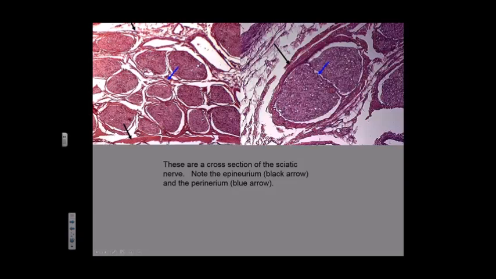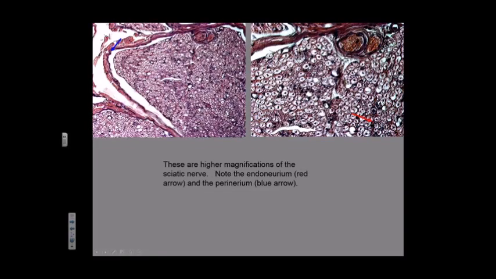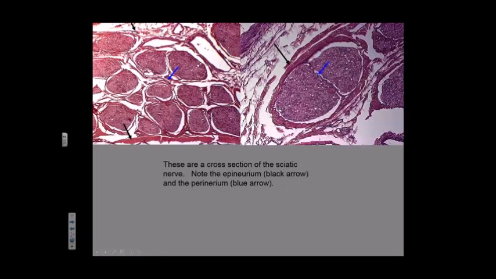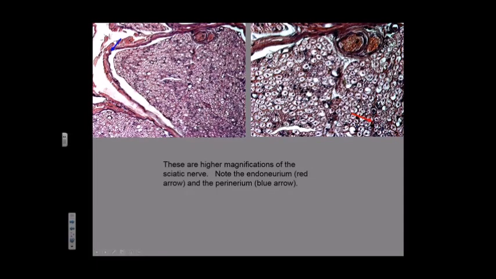So that's epineurium. Perineurium is the connective tissue around individual bundles. Perineurium, blue area around individual bundles. Then there's endoneurium. Endoneurium would be connective tissue around individual axons. So remember this terminology because we're going to apply it to skeletal muscle too.